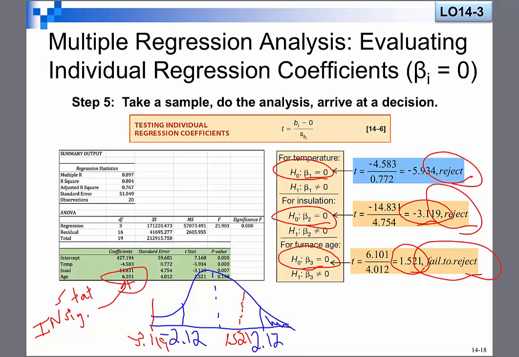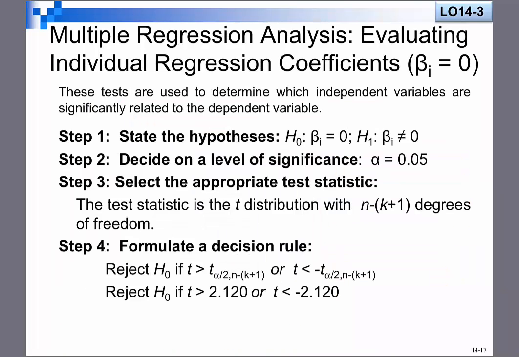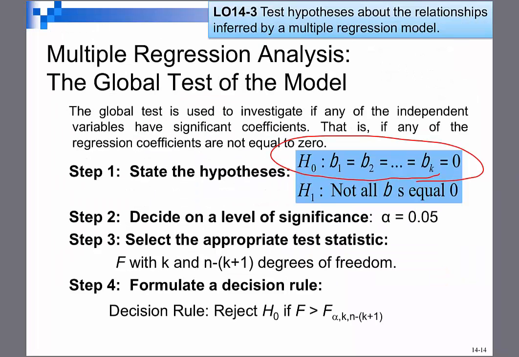We can use the negative 4.583. We can use the negative 14.83, but we're going to throw the 6.101 away because we couldn't prove that it's not actually 0. Couldn't prove it. So bottom line is that even though you may claim through hypothesis testing that beta 1, beta 2, etc. are equal to 0, and you end up rejecting that claim, and you do not reject the fact that not all betas are equal to 0, you're not done.